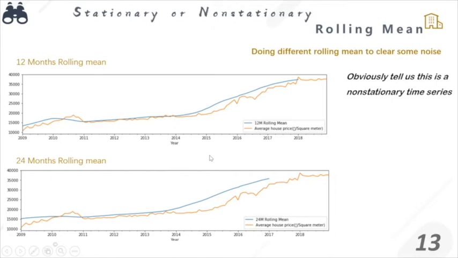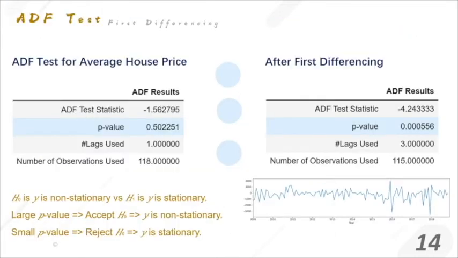But in order to further confirm whether it is stationary or not, we did an ADF test. As you can see, before the first differencing, the ADF test result shows that the p-value is 0.5, which is larger than 0.05, and lag used is 1. It means that we accept H0 and the average house price is a non-stationary time series.